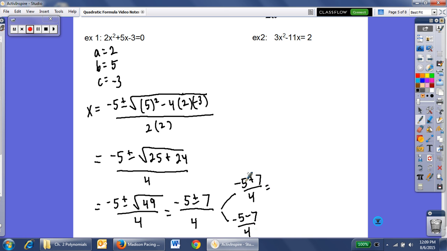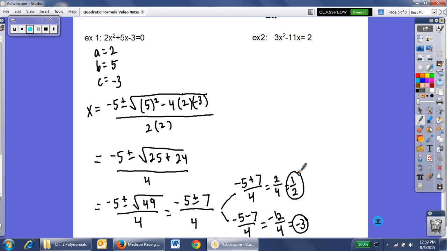With the first one, negative 5 plus 7 is 2, divided by 4, which is 1/2. Negative 5 minus 7 is negative 12, divided by 4, which is negative 3. So here are the two values for x. Okay, let's go ahead and try example 2.